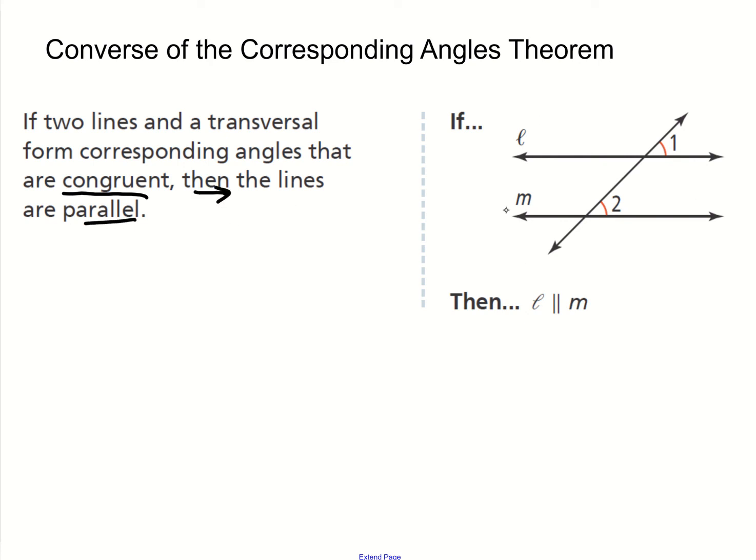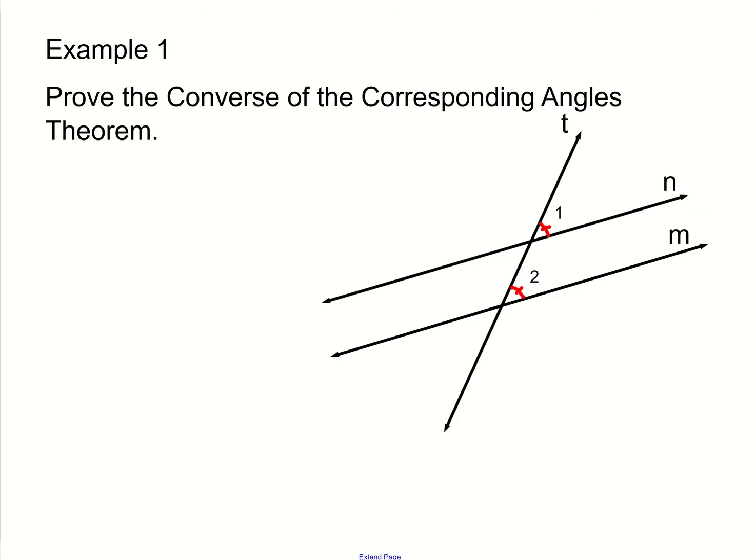And so in this diagram, it says that if angle 1 is congruent to angle 2, in this case these corresponding angles, then the lines themselves, L and M, are parallel. Okay, so this is the converse of the corresponding angles theorem, one of the theorems that we will actually prove. So that's going to happen in this example. So example 1, we want to actually prove that this is true.